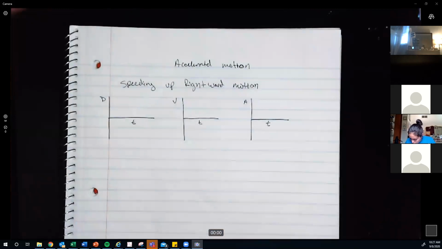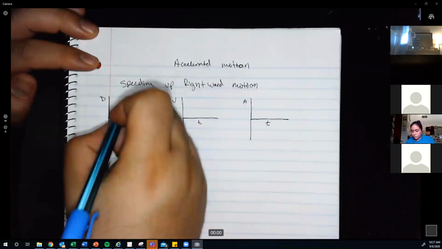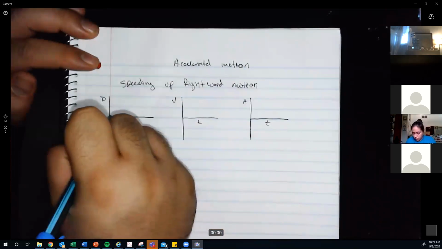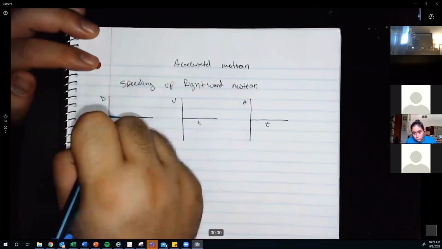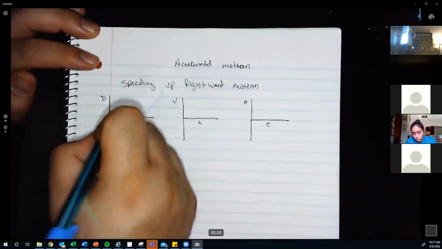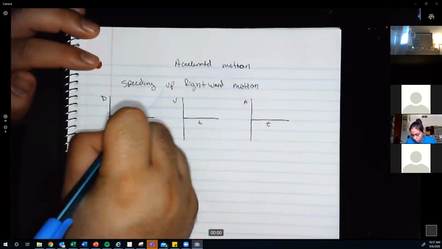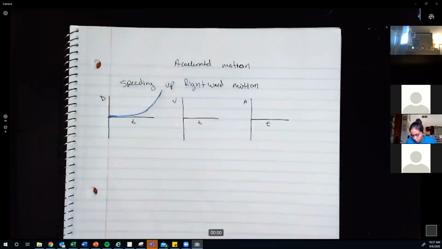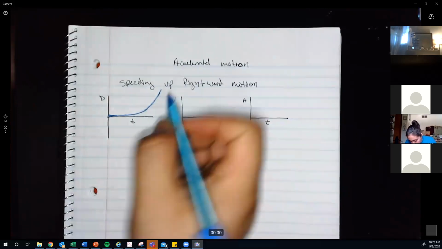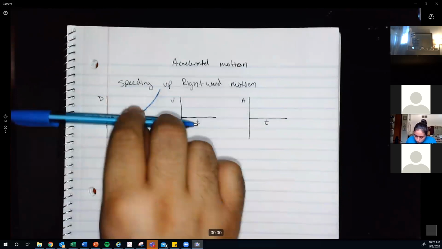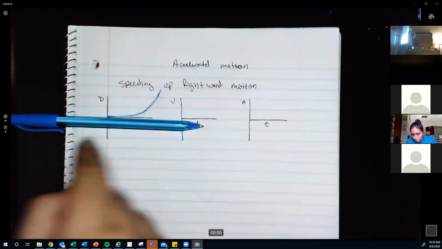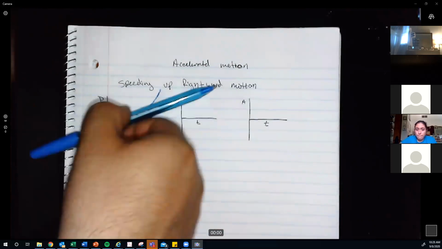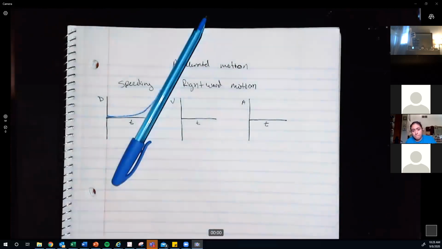So if you're speeding up with rightward motion, let's start at the origin again for simplicity's sake. What's going to happen is you're going to start off going slow with not a lot of slope, and then you're going to increase more and more as time goes on. So you'll have something that is pretty much curving upwards. Now notice the slope in the beginning, notice the slope at the end. If I were to put my pen right there and we look at that slope, it's a totally flat line. If we were to put my pen on this line, it's now a positive slope.